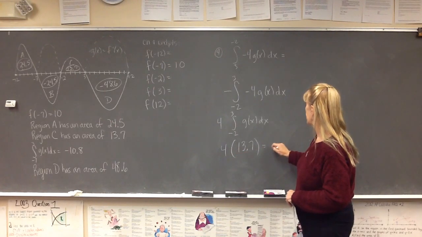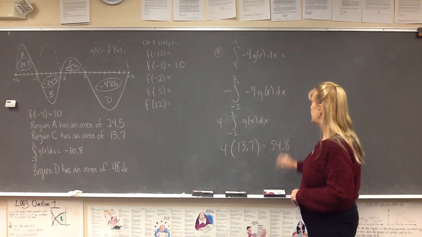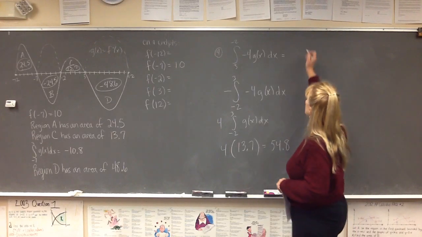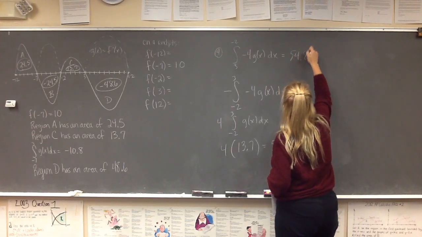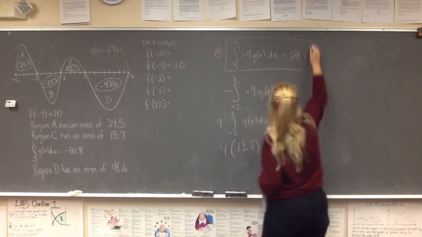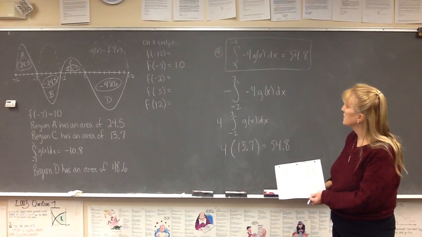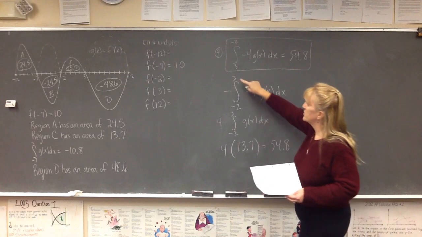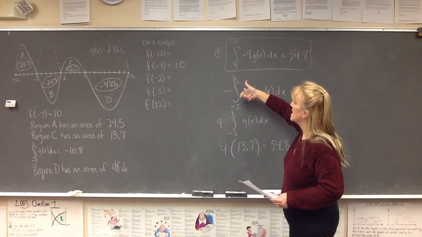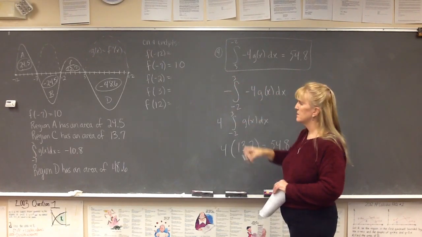52, 53, 54.8, I think is a good number. 54.8. And that is it for number 4. Again, you turn your lower limit and upper limit upside down, you have to put a negative sign here.